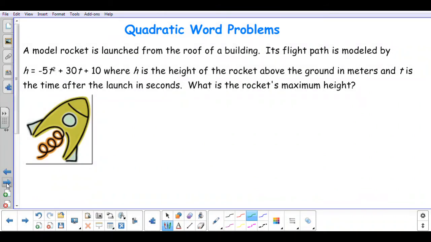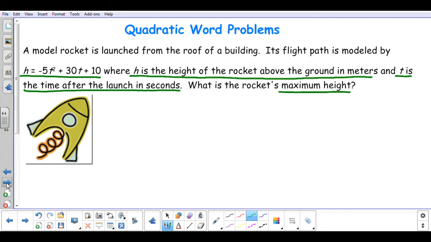So our example says a model rocket is launched from the roof of a building. Its flight path is modeled by the function that is given, where h is the height of the rocket above the ground in meters and t is the time after the launch in seconds. What is the rocket's maximum height? So it's asking for the maximum height.